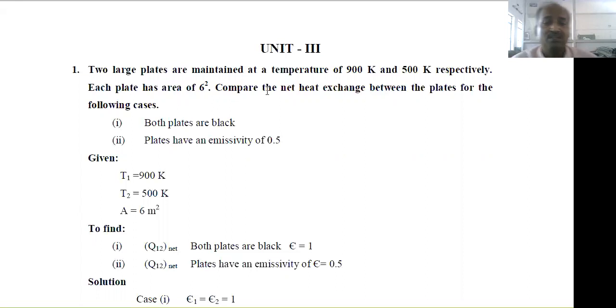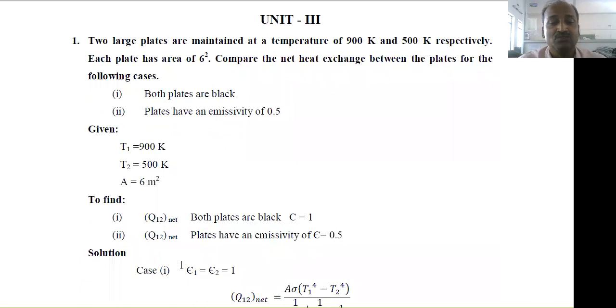So two cases are there. Q12 net, both plates are black, emissivity is equal to 1. What is the meaning of that? Q12 means heat transfer from the first plate to the second plate. Net heat transfer means from 1 to 2, then 2 to 1, again 1 to 2, then 2 to 1, like that. Here the emissivity is equal to 1 because it is a black body. And the second case is Q12 net, but the emissivity is half of the black body.